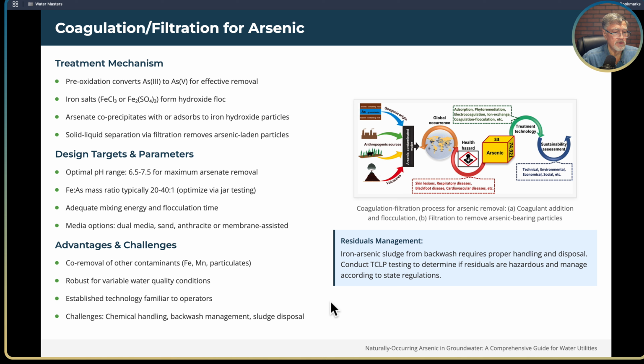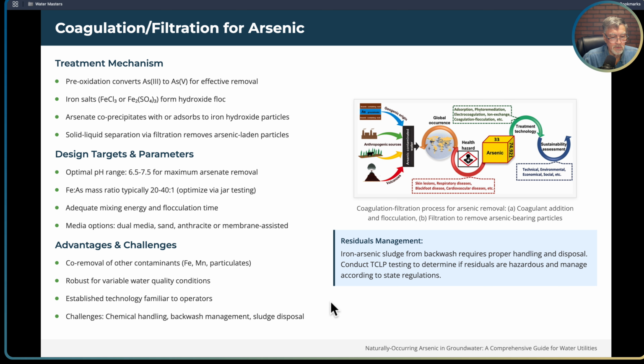You don't want to push this through too quick, because you need to have time for the arsenate to adsorb onto the iron hydroxide particles. So, advantages and challenges: co-removal of other contaminants. You're going to pick up some iron and manganese in this process as well, and that's often good because a lot of times these go together. If you've got arsenic problems, a lot of times you'll have iron and manganese problems as well, so you can deal with them at the same time. It's going to be robust for variable water quality conditions, and it's an established technology.